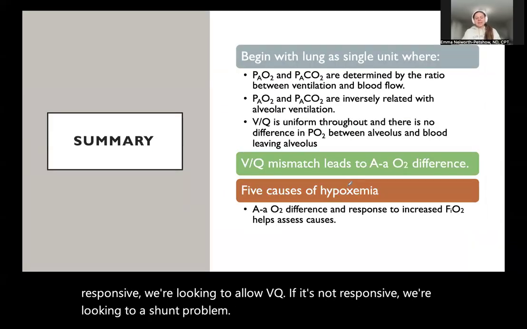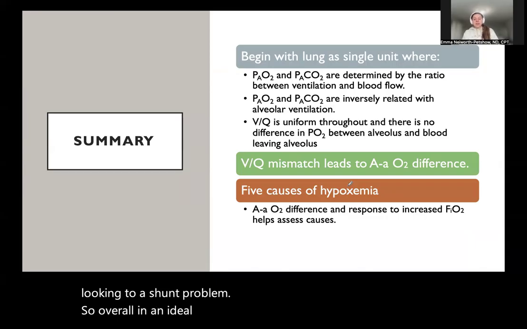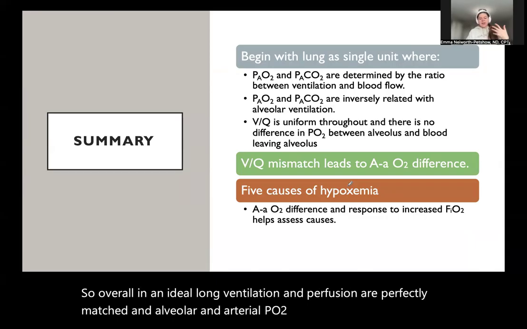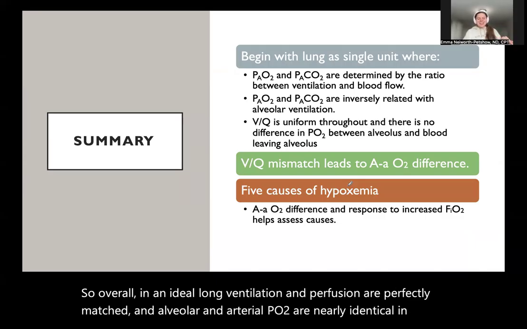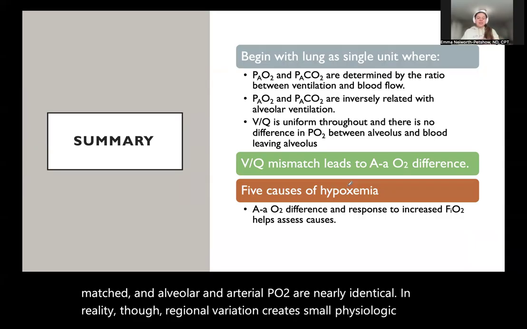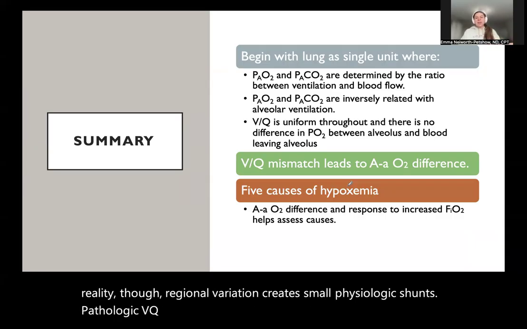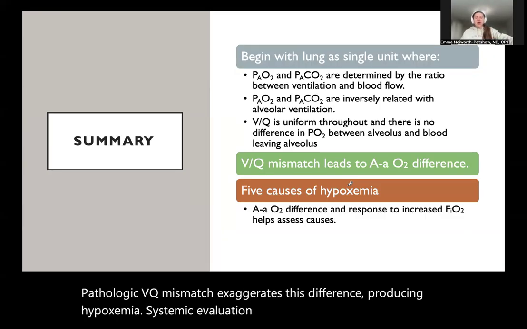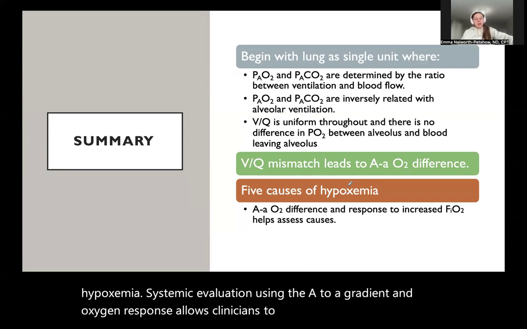So overall, in an ideal lung, ventilation and perfusion are perfectly matched, and alveolar and arterial PO2 are nearly identical. In reality, though, regional variation creates small physiologic shunts. Pathologic VQ mismatch exaggerates this difference, producing hypoxemia. Systematic evaluation using the A to a gradient and oxygen response allows clinicians to rapidly narrow the differential and initiate targeted treatments.